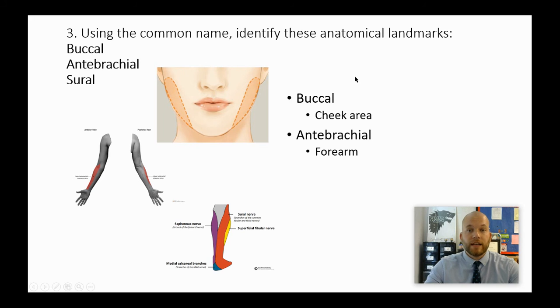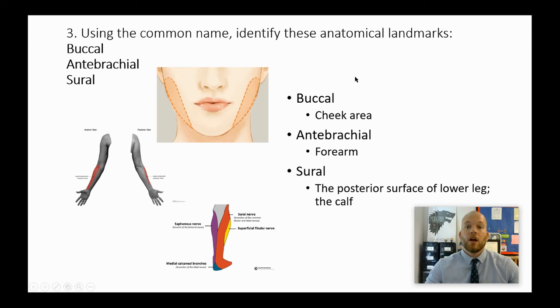And then sural, that's the opposite of crural. So crural is the anterior or front of your leg. Sural is the posterior or back of your leg. So below the popliteal, above the tarsal, that is your sural. Below the patellar, above the tarsal, that is your crural. So crural is anterior, sural is posterior.